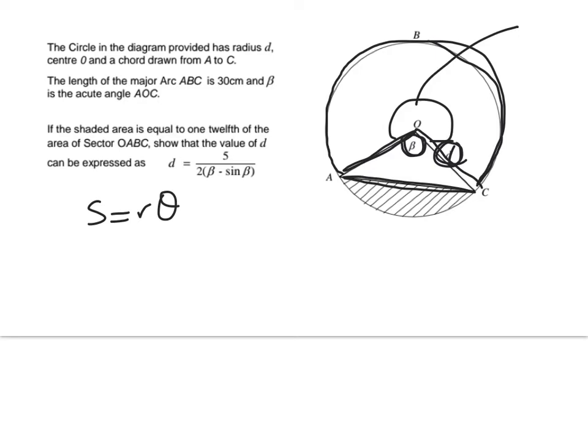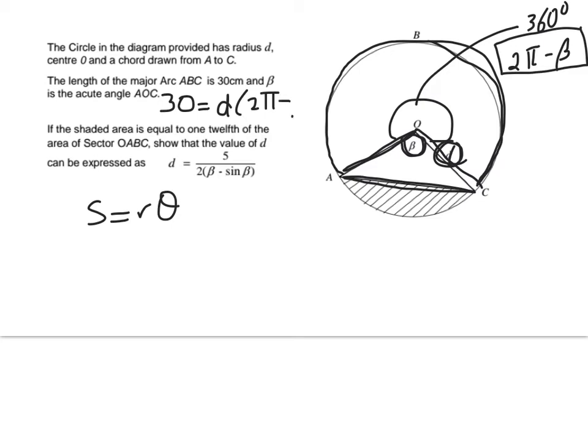Now when you were in year 9, you remembered that angles at a point add up to 360 degrees. So we know that in degrees it's 360 take away whatever that angle is. But because we're working with circular measure, we've got to do that in radians. So the angle that we're interested in is 2 pi minus beta. Whenever you're working with circular measure, you must be in radians. So we can write down here that 30 equals R, which is d, times 2 pi minus beta.